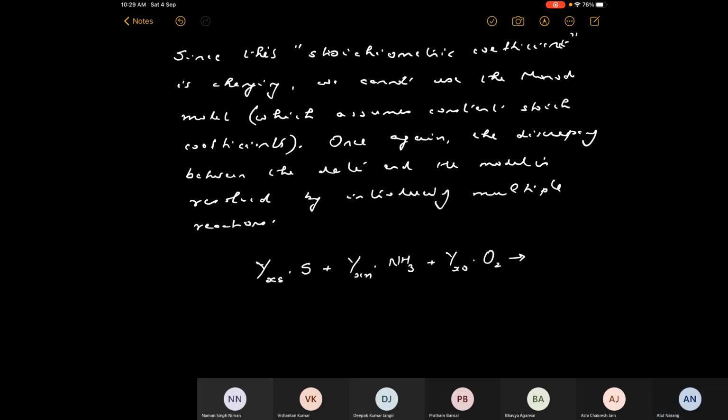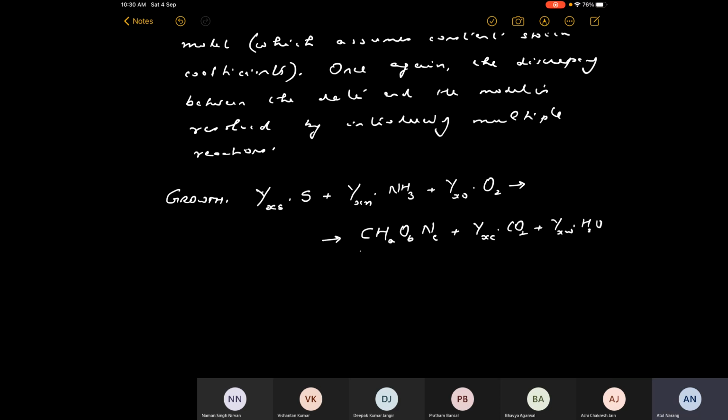here I say biomass, which is C H_A O_B N_C, and then plus Y_XC times CO2 plus Y_XW times water. So this is growth. But the most important point to note here is that this is the biomass that you are making in the carbon limited regime when there is no polymer.